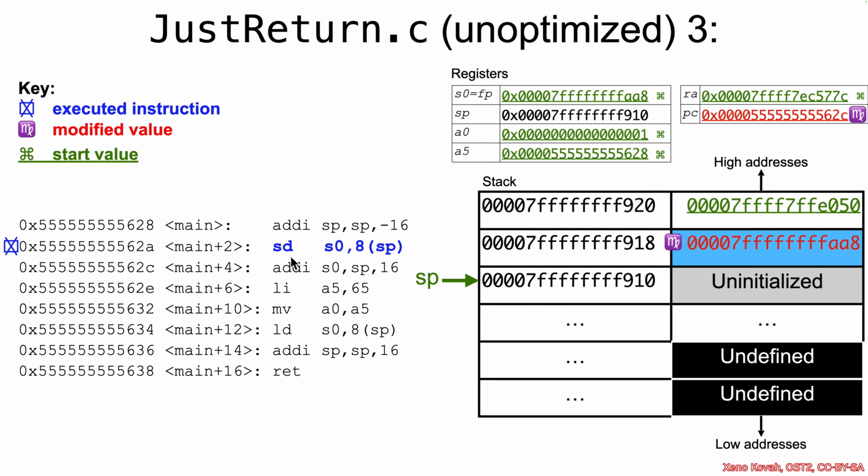This is a store doubleword, sd, and stores are the exception to the rule that most things read from right to left. Stores read from left to right. And s0 is the thing that is being stored to memory. We see parentheses, and parentheses means that something is going to be used as a memory address and written there or read from memory. So in parentheses, the stack pointer, whose value is 0x7f...910.